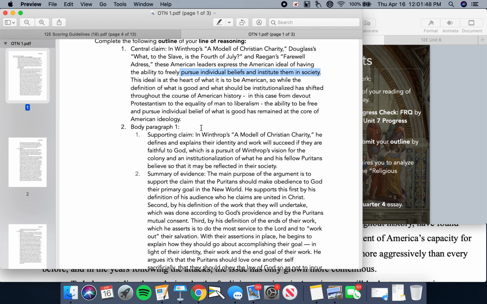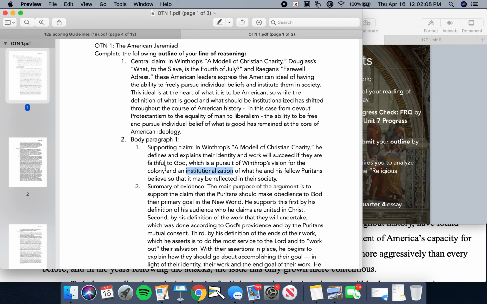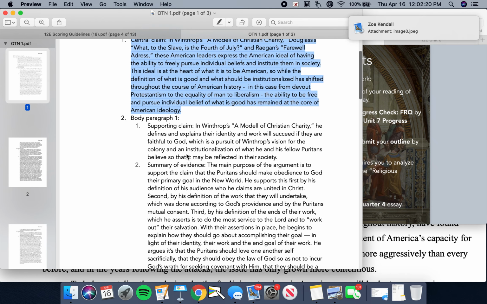In A Model of Christian Charity, Winthrop defines and explains the Protestant Puritans' identity and work, saying that it will succeed if they are faithful to God, which is a pursuit of Winthrop's vision for the colony and an institutionalization of what he and his fellow Puritans believe so that it may be reflected in their society. So again, this supporting claim helps develop the central claim, and then the student is offering a summary of the evidence that supports this claim and the ways in which this claim then connects to and supports the central claim.